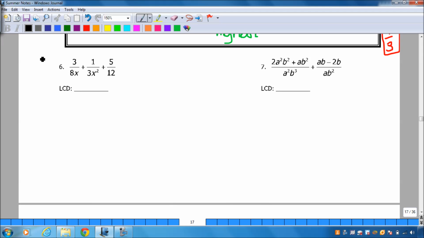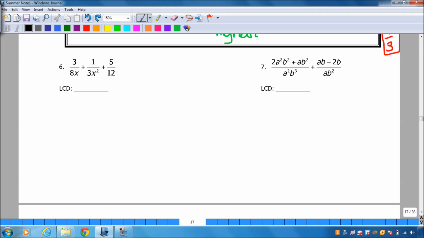All right, number 7 is tricky, so stay with me. First thing we're going to do is look at our coefficients in order to find our LCD. The coefficient of our first denominator is 1. The coefficient of our second denominator is 1. So it starts off kind of nice for us because the coefficients will be 1, which means our LCD will have 1 for our coefficients, okay?